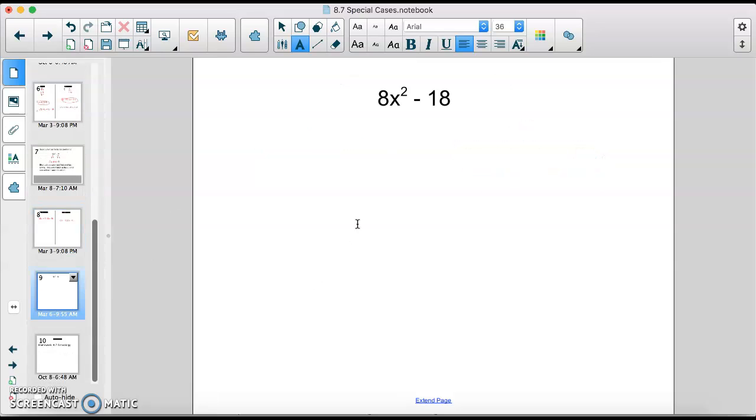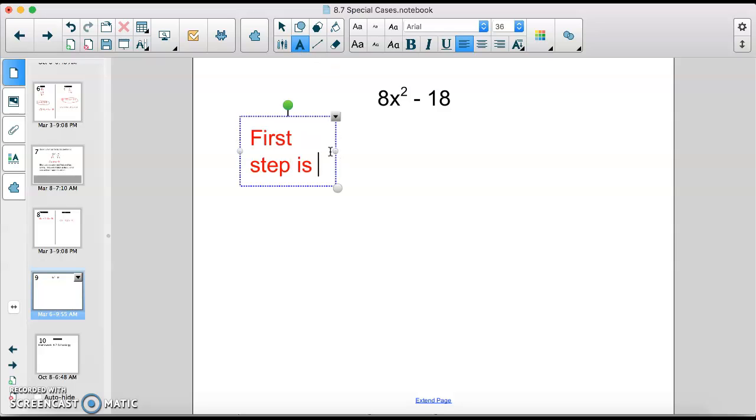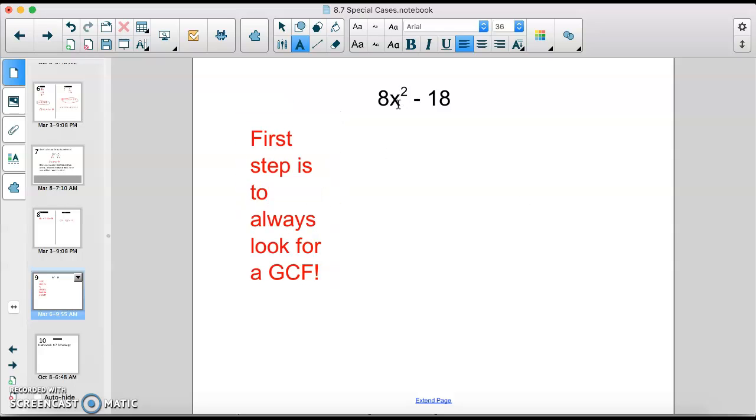But if I look at this one, I'm like, I can't square root 8. It doesn't work. But don't forget, your first step is to always look for a GCF. Okay, that still applies here. So if I look at this one, 8 and 18, I can take out a 2. And then I'm left with x to the second minus 9.